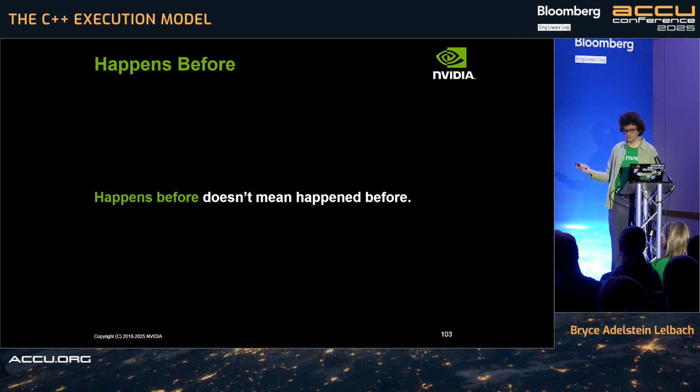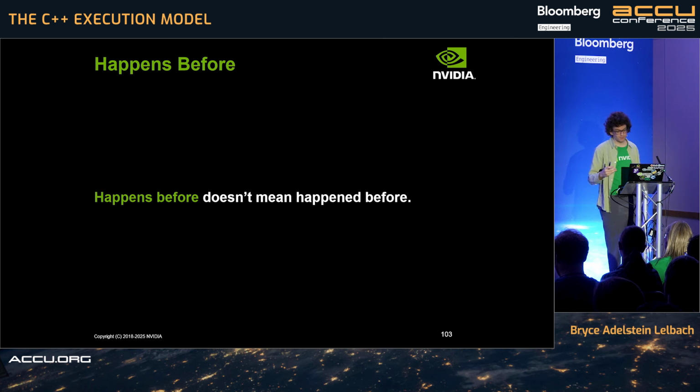So happens before doesn't mean happened before. A happens before relationship doesn't mean that x actually occurred in time before y. This is all about observable behavior, not actual behavior. Now, a well-defined program is guaranteed to observe things in the happens before ordering, even if that's not what actually happens under the hood.